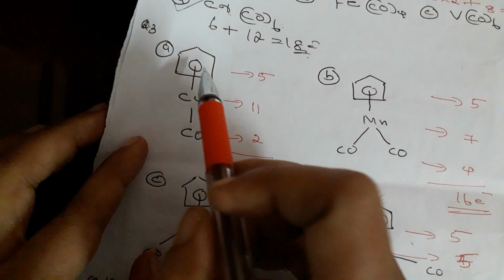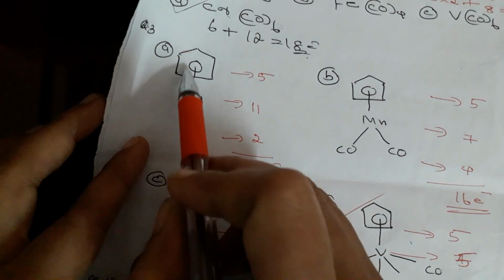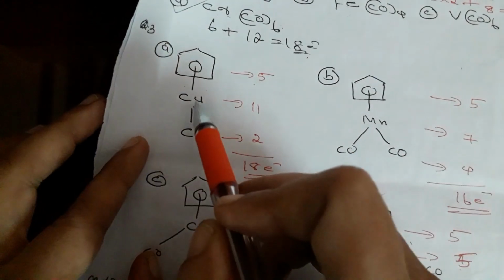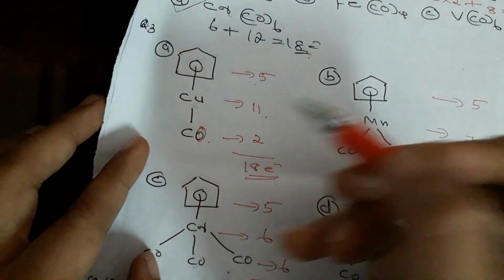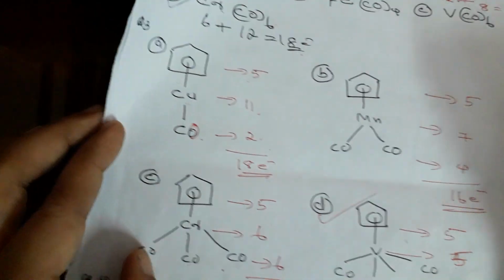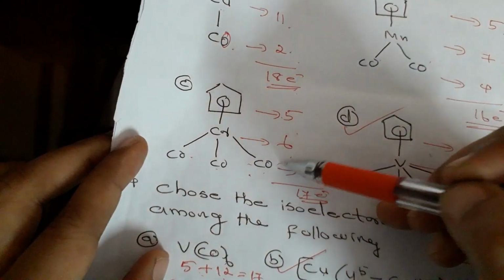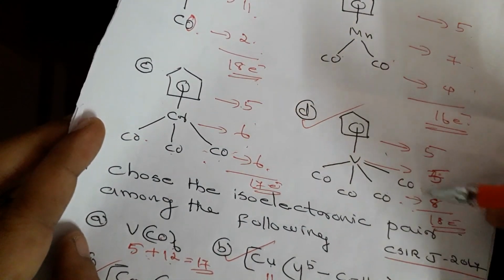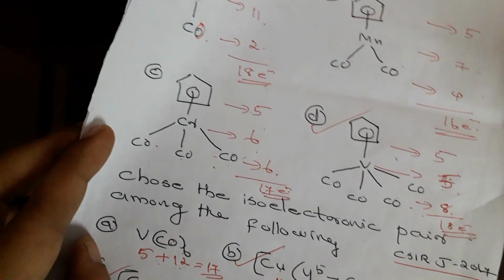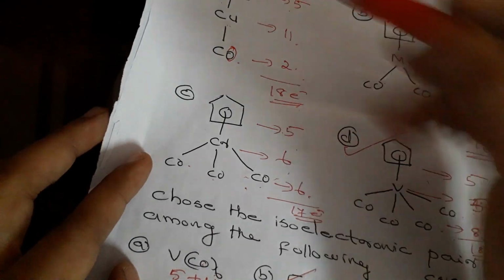So here, 5 carbon atoms are bonded to Cu, so hapticity 5 plus copper 11, and CO, not cobalt, carbonyl group 2, total 18 electron. Like that you calculate: Mn 7 plus 5, 2 CO 4, that is 16 electron. Here 5 plus 6 is 17 electron. Then 5 plus 5 plus vanadium 5, then here 8, total 18 electron. So D is the correct answer.